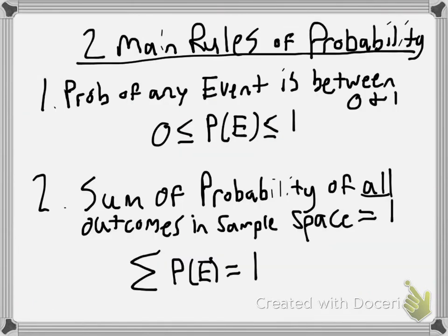Now, from those sample spaces, events, and outcomes, we have two main rules of probability. These are the rules that are going to come through for the rest of the course. This deserves its own page.